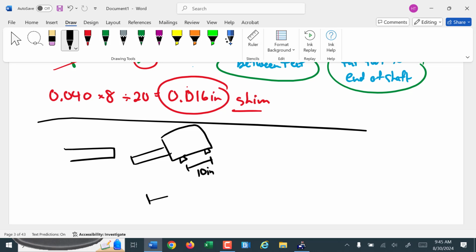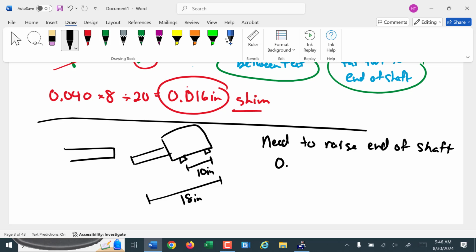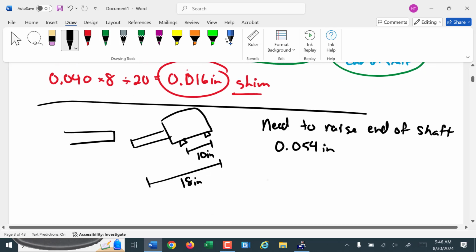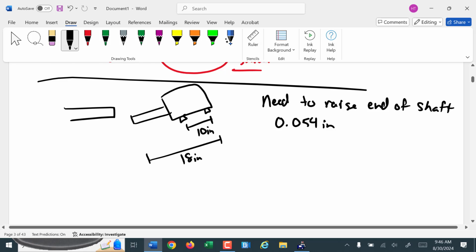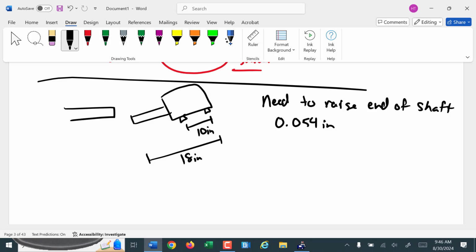So I'm going to give you one to try. The distance between feet here is going to be 10 inches. End of shaft to far foot is going to be 18 inches. We need to raise the end of the shaft 54 thousandths of an inch. Find my shim.